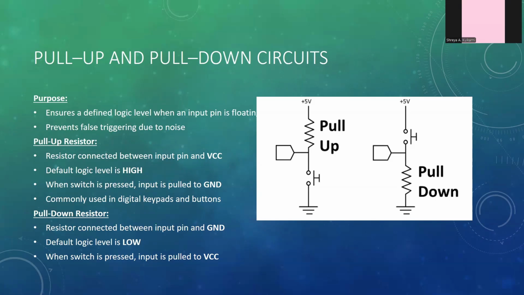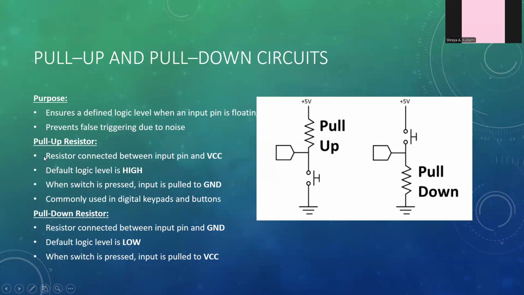The purpose of pull up or pull down circuits is that it ensures a defined logic level is still present when the input pin isn't floating. Floating here means that the switch is not pressed. So in the not pressed condition also, the input pin has some value. This prevents false triggering due to noise. For example, if it's not connected to ground, then maybe there's some other voltage sensed by this, which is due to noise. So that false triggering should not happen, and that should not affect our circuit.